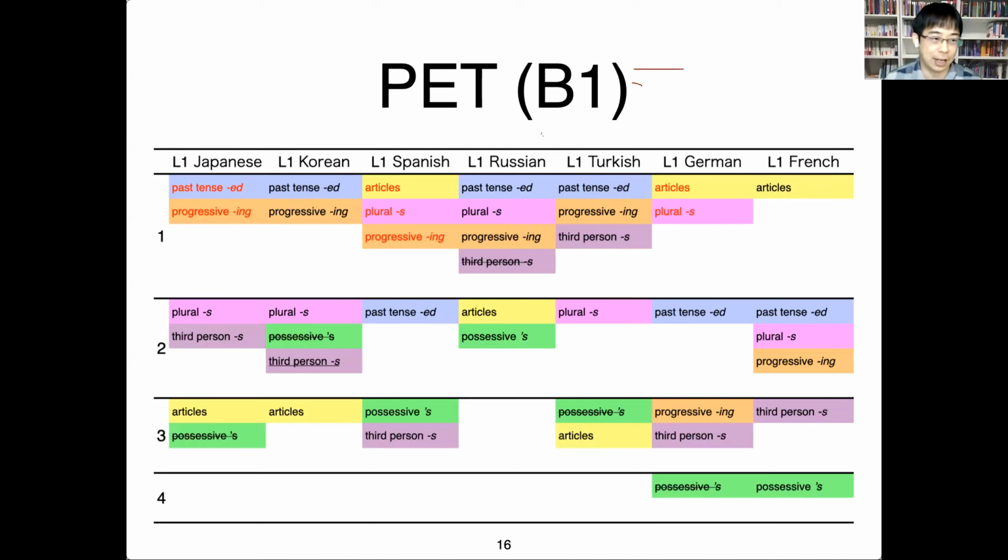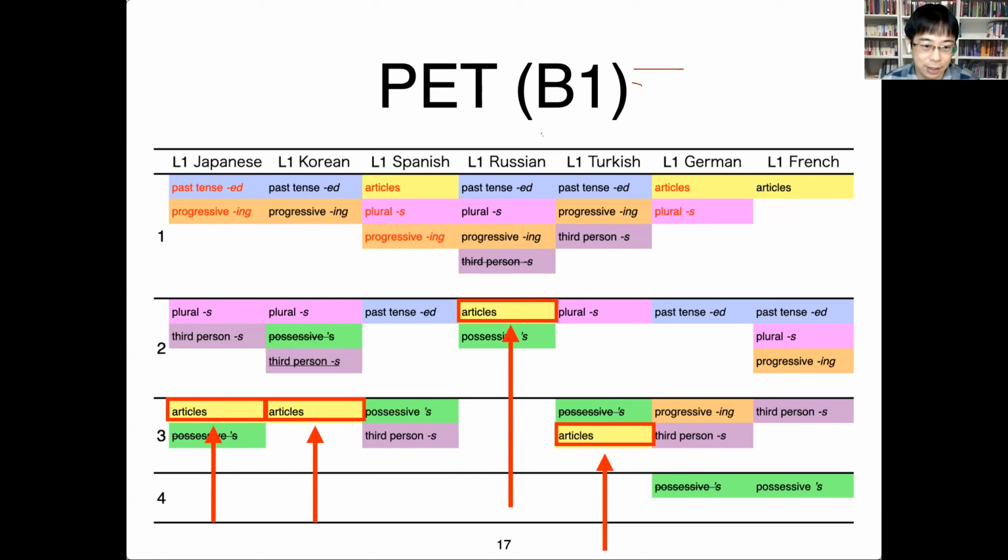The details aside, here's the accuracy order that we found at the B1 level. If you look at the leftmost column, L1 Japanese, what it says is that past tense ED and progressive ING were more accurate than plural S and third person S, which in turn were more accurate than articles and possessive S. So the morphemes in cluster one had higher TLU scores than the morphemes in cluster two, which in turn had higher accuracy scores than those in cluster three. But there was no statistically significant difference in the accuracy between the morphemes within the same cluster.